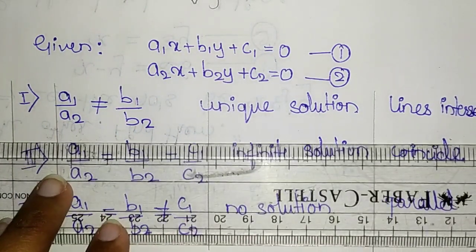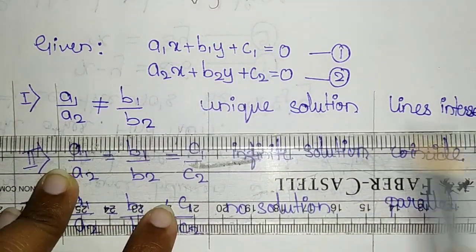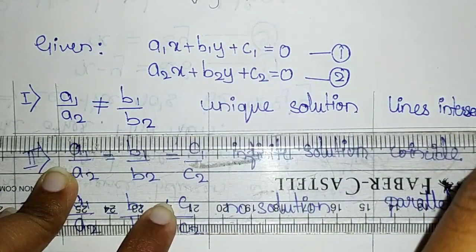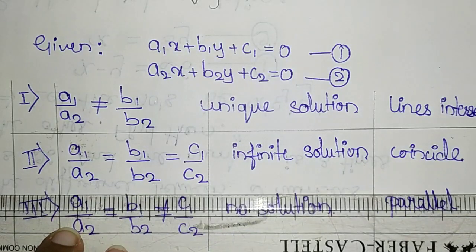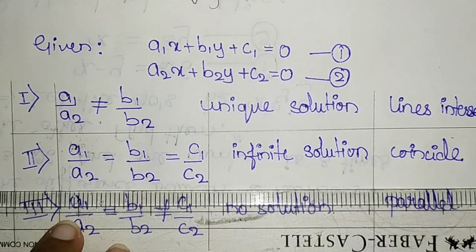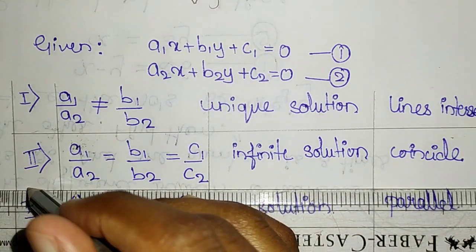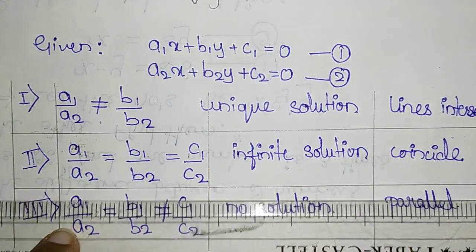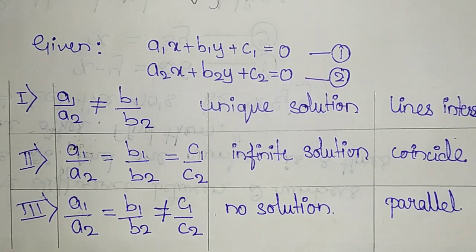So when a1 by a2 is not equal to b1 by b2, you'll get intersecting lines for the graph. So that means unique or a particular one solution. When a1 by a2 is equal to b1 by b2 is equal to c1 by c2, it means infinitely many solutions. And that means the lines of the graph coincide with each other.